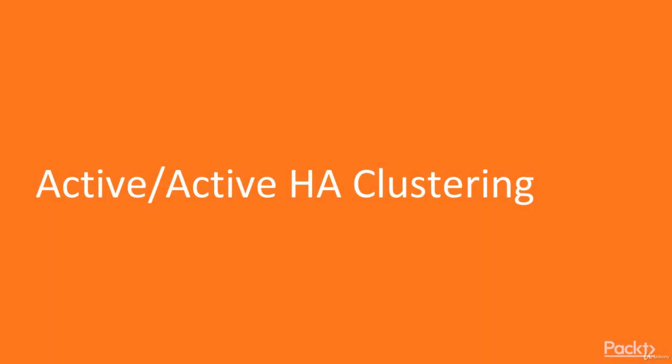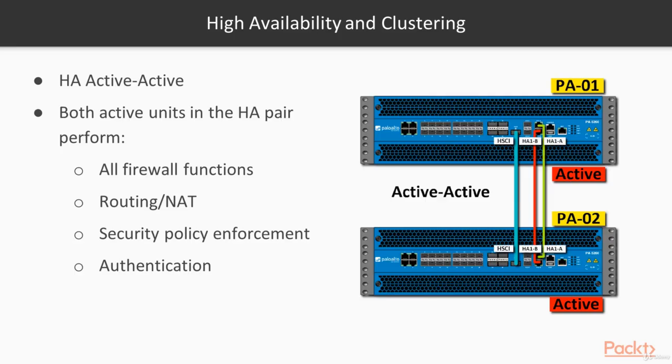Active-active HA clustering. Okay everyone, in this video we're going to be configuring our Palo Alto firewalls in active-active HA mode. We have Firewall PA01 and Firewall PA02, both of them equally active in forwarding traffic. So both units will provide load balancing along with redundancy in your environment.